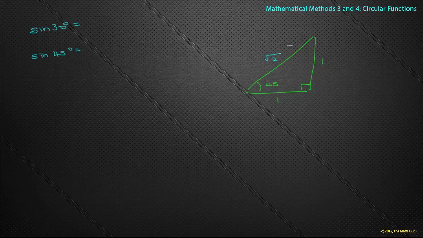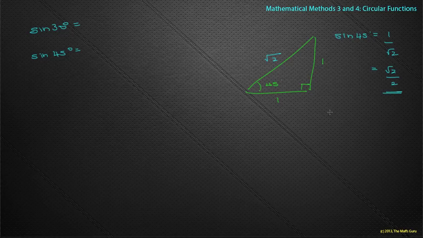How does that help us? Well, let's think about it. What if I want to use this triangle now to find the sine of 45 degrees? What do I know sine is? Sine is opposite over hypotenuse. Opposite over hypotenuse is 1 over root 2. There you go, you've got your exact value. We'd probably want to rationalise the fraction, so it becomes root 2 over 2.